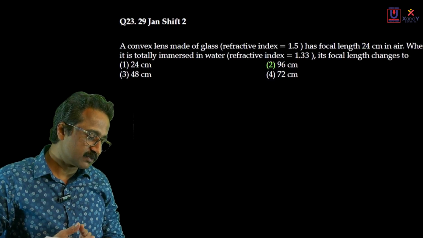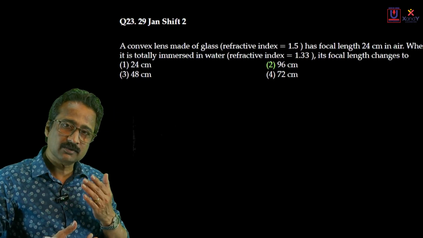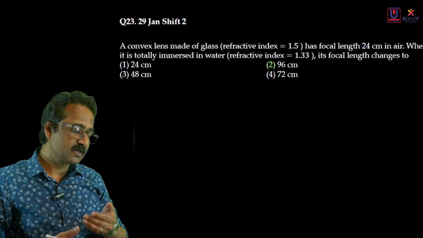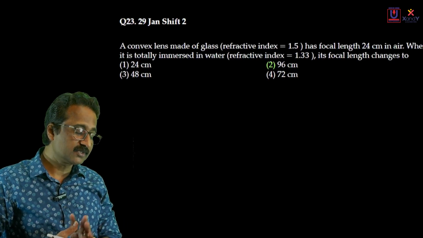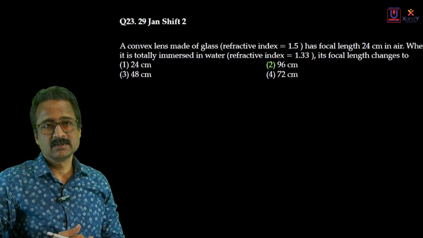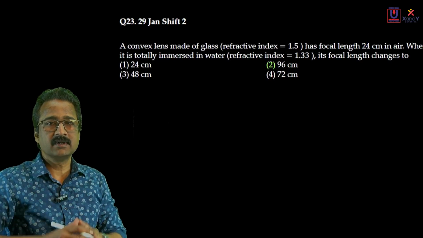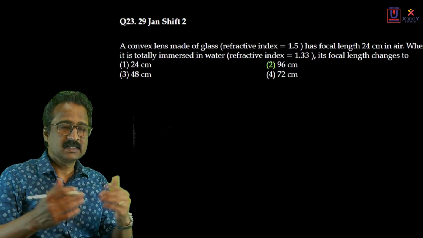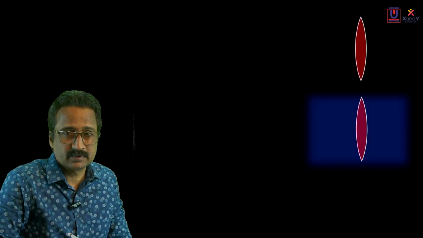A convex lens made of glass with refractive index 1.5 has a focal length of 24 centimeter in air. When the same lens is totally immersed in water with refractive index of 1.33, then the focal length changes to what value? So the lens has a certain focal length in air. You know well that when the lens is immersed in liquid, it behaves as a different lens with a different focal length, because when the surrounding medium changes, certainly the performance of the lens also will change.